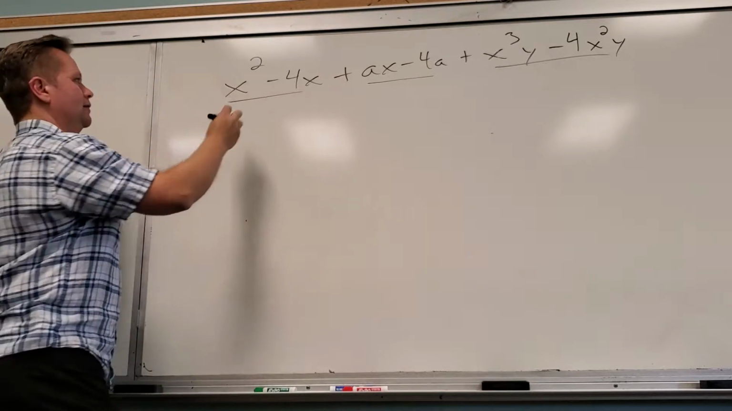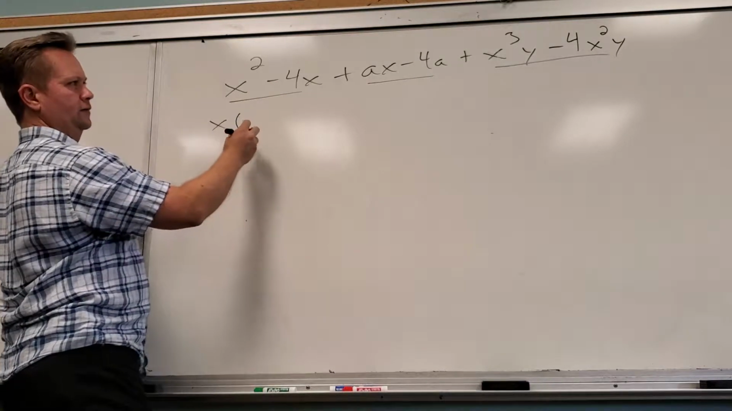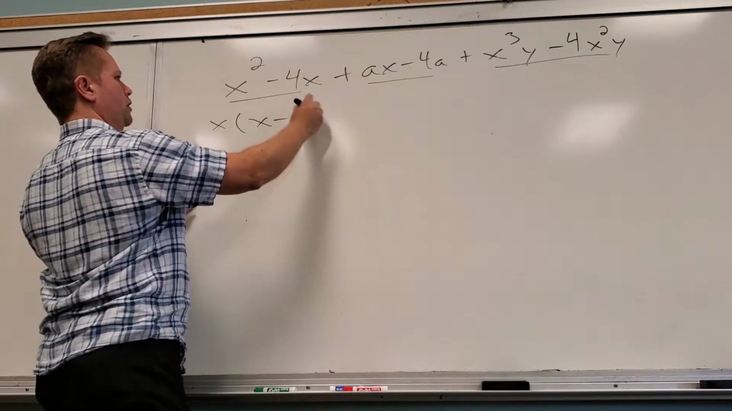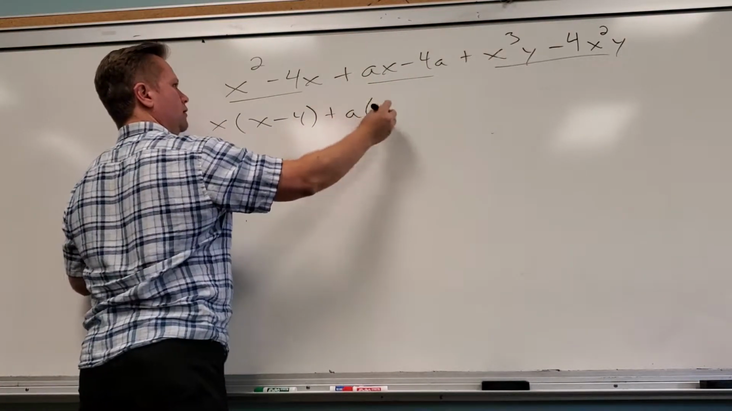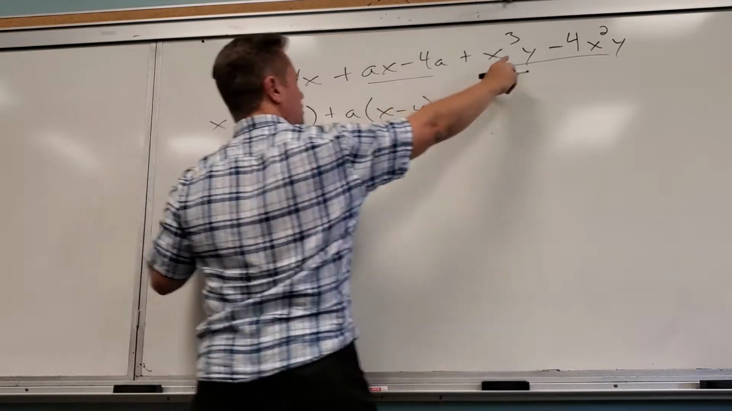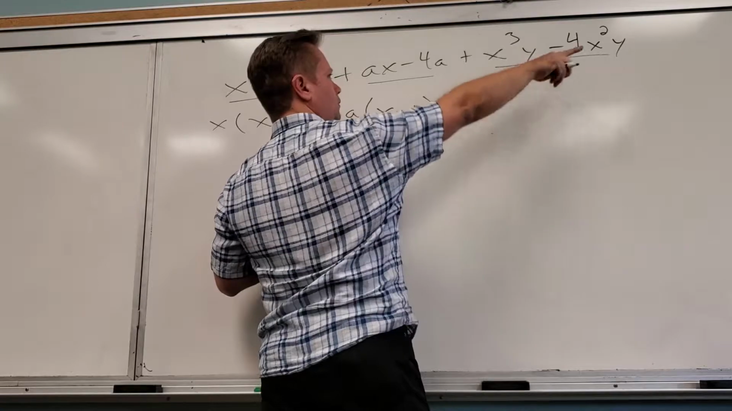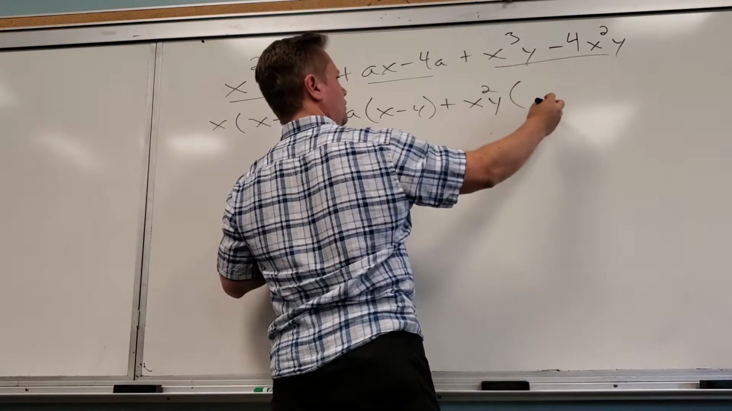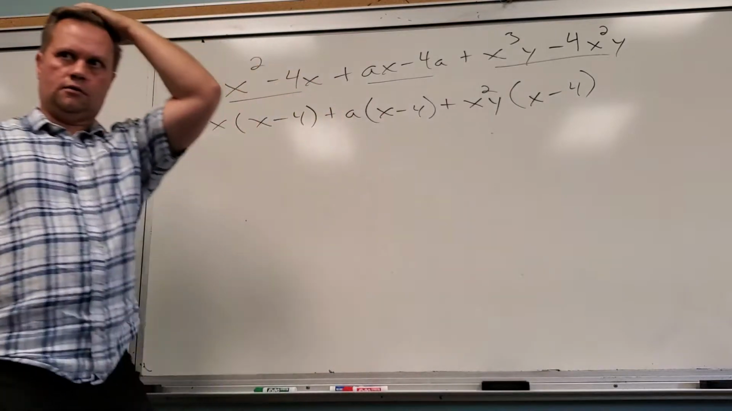Well, you asked. What comes out of these two? X. What's left? Minus 4. And what comes out of these two? A. And then what comes out of these two? 2x's. X squared, y, x minus 4. Jeff, I'm noticing something.